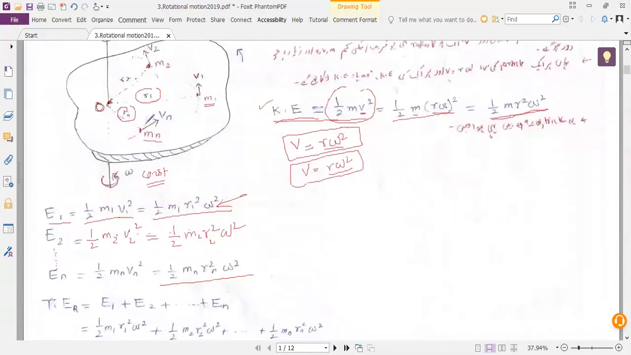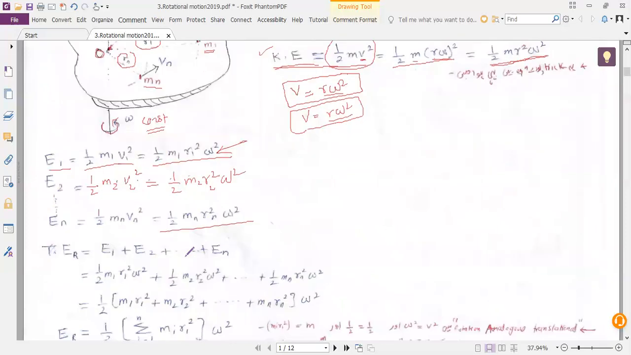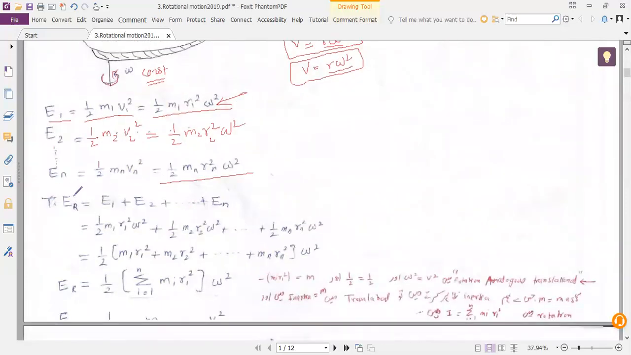But here, students, what is the side heading? Kinetic energy of rotating body. That means what we have to calculate here is the total energy of the rotating body. So the total kinetic energy of the rotating body means the sum of all particles, because we know that this object is made of small particles. Correct. So we are adding each particle's kinetic energy, E1 plus E2 plus dot dot En.